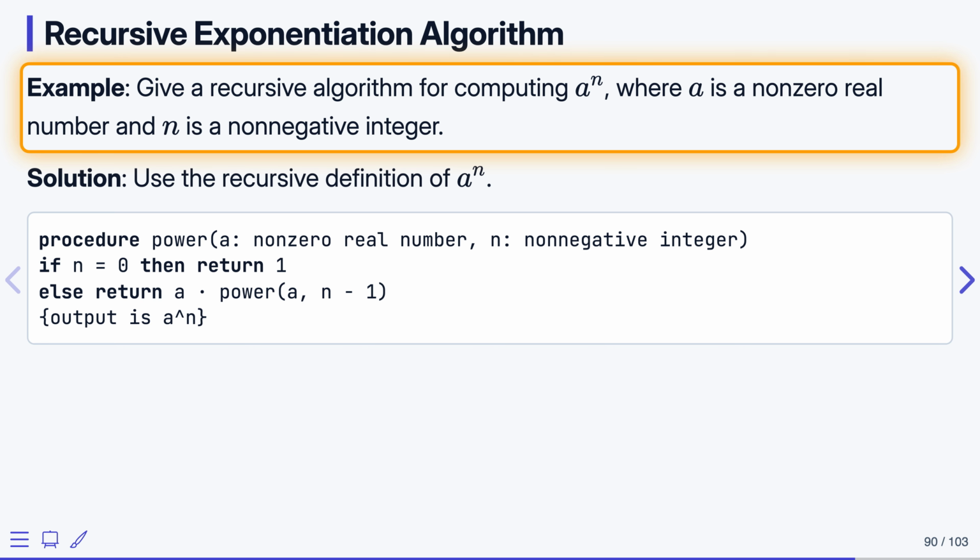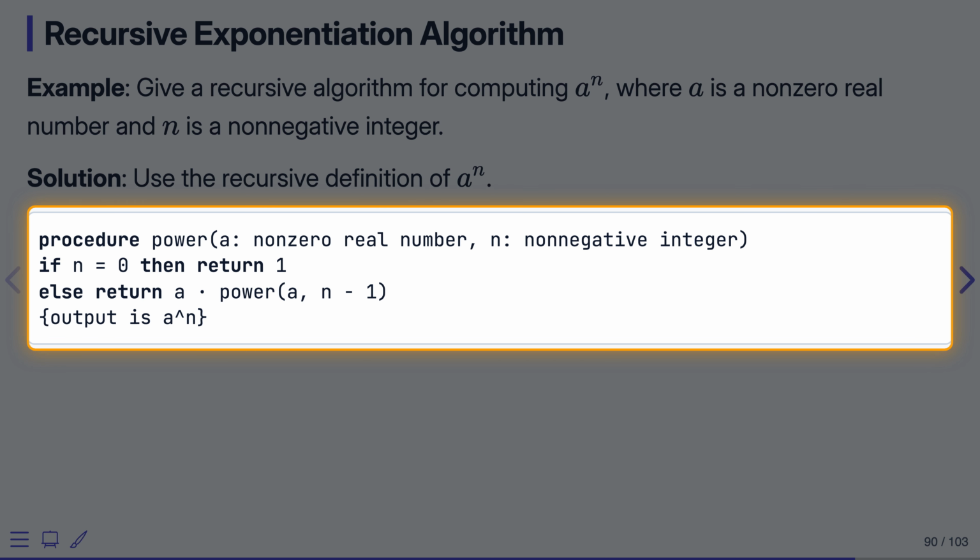Now let's compute a to the power n. Here a is a non-zero real number, and n is a whole number, 0 or more. If n equals 0, we return 1, because any non-zero number to the power 0 is 1. Otherwise, we return a times power of n minus 1. Each call lowers the exponent by 1 until it reaches 0.